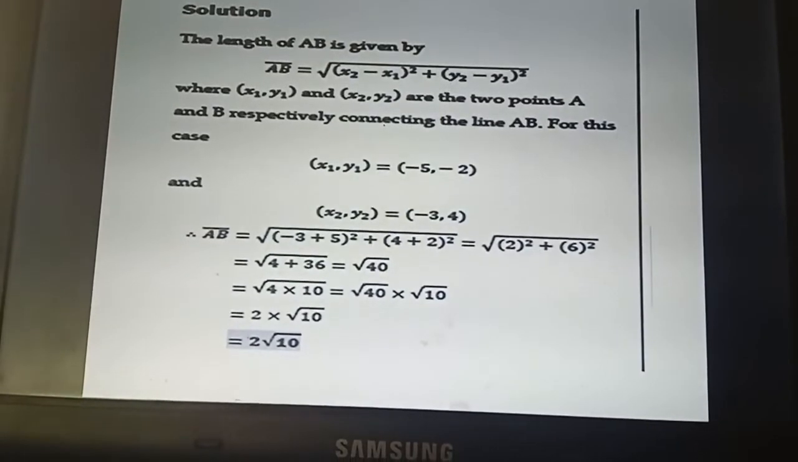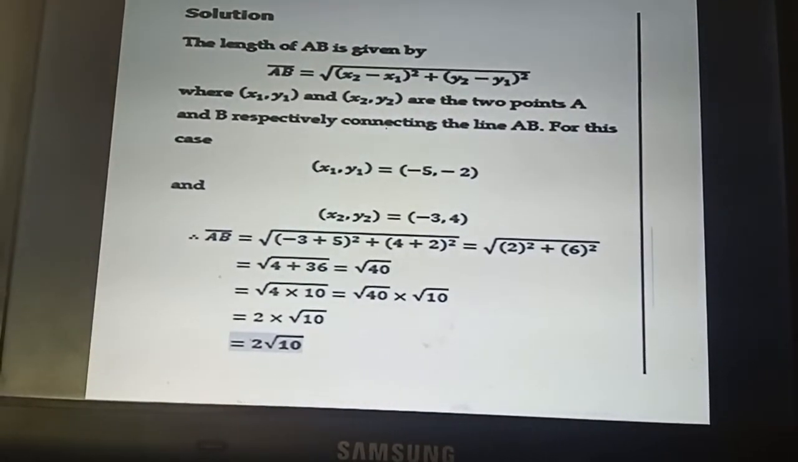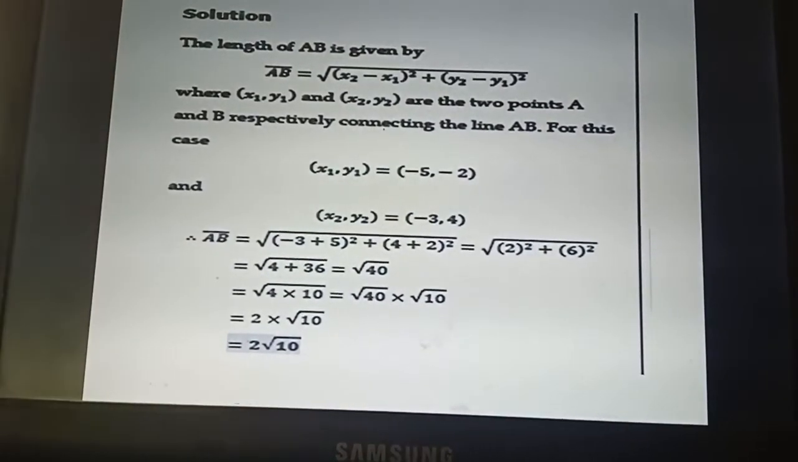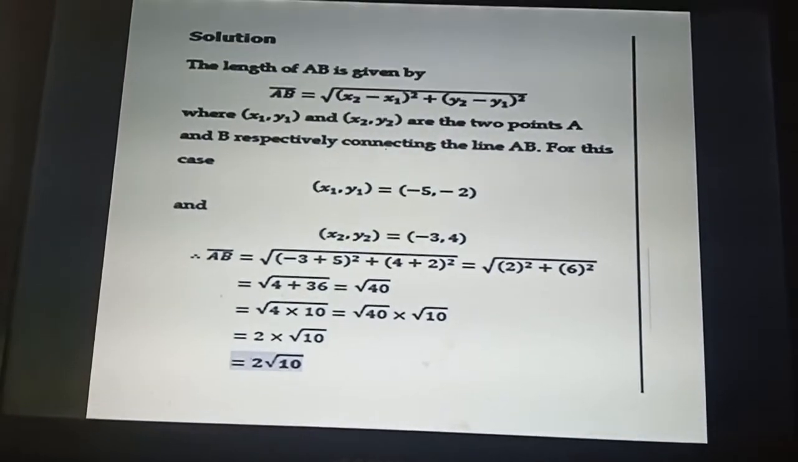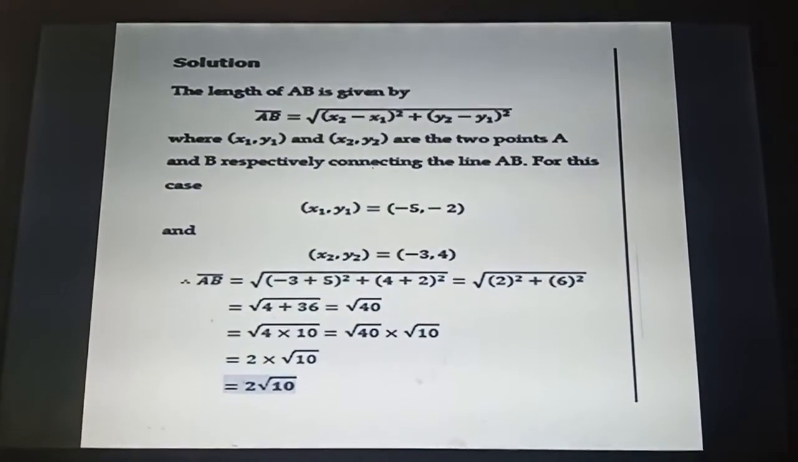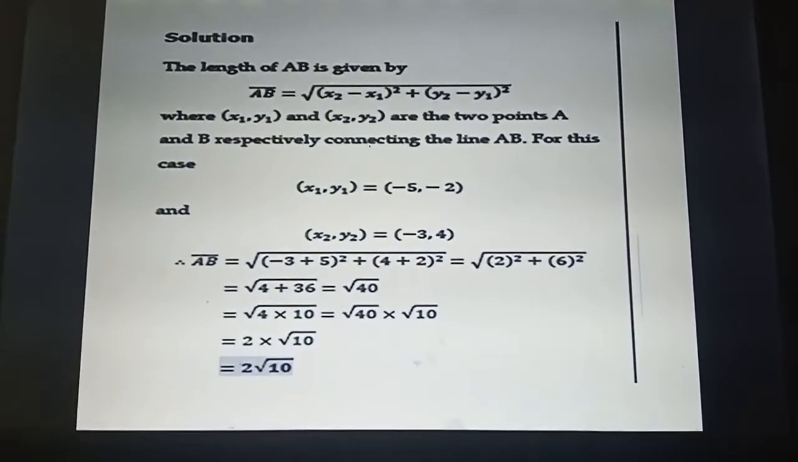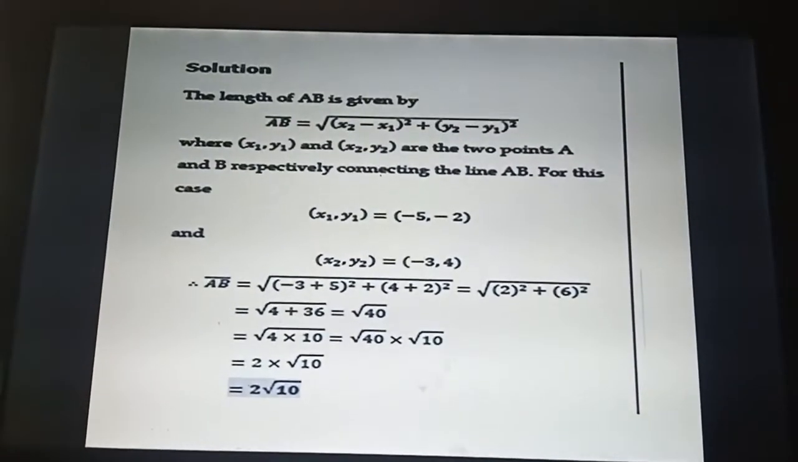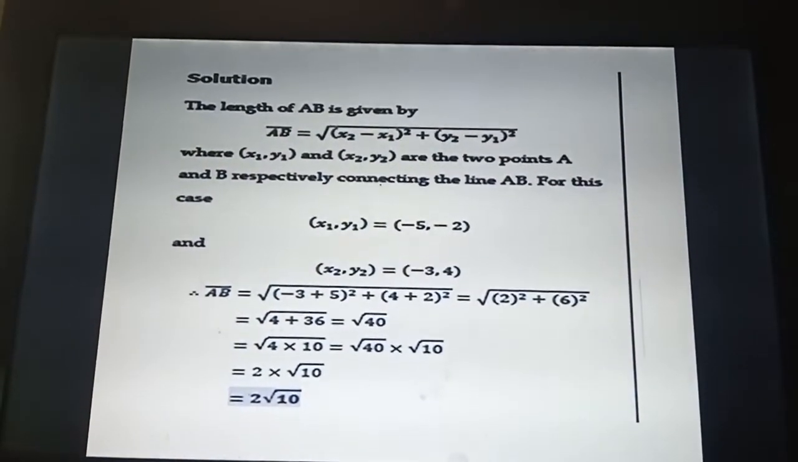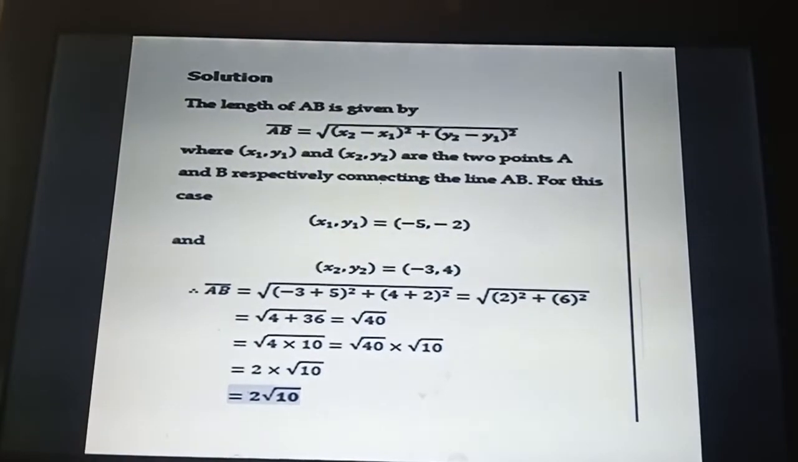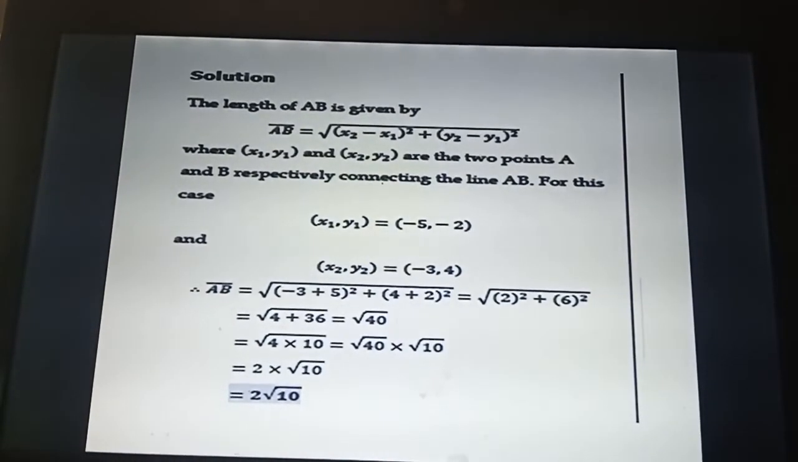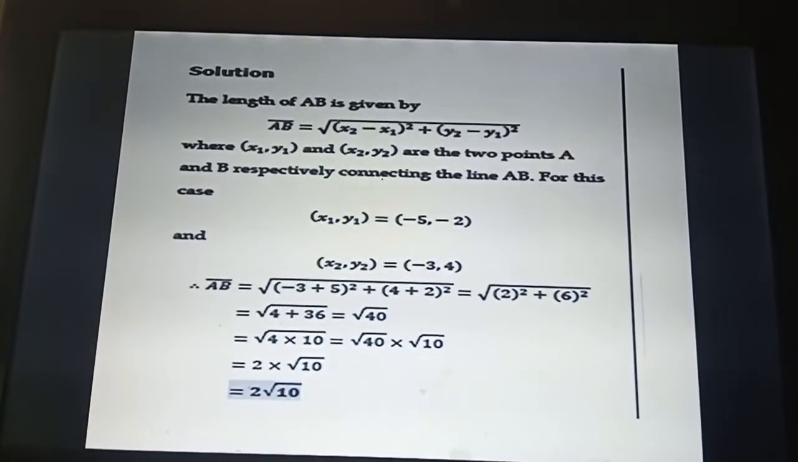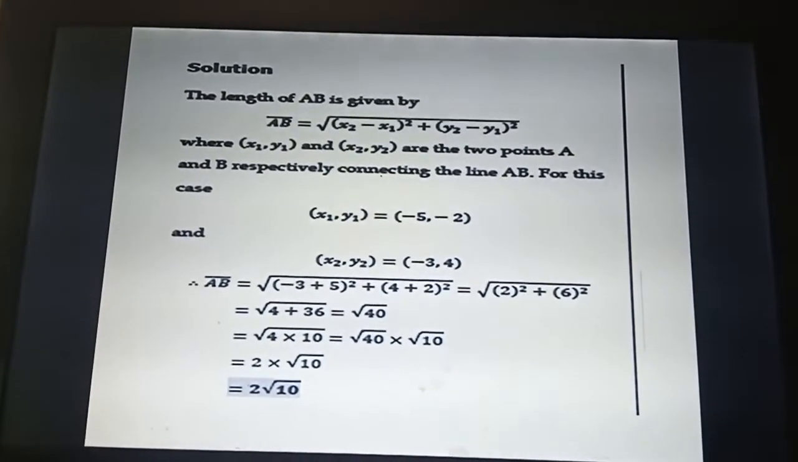The length of AB is given by AB is equal to the square root of (x2 minus x1) squared plus (y2 minus y1) squared, where (x1, y1) and (x2, y2) are the two points A and B respectively, connecting the line AB.